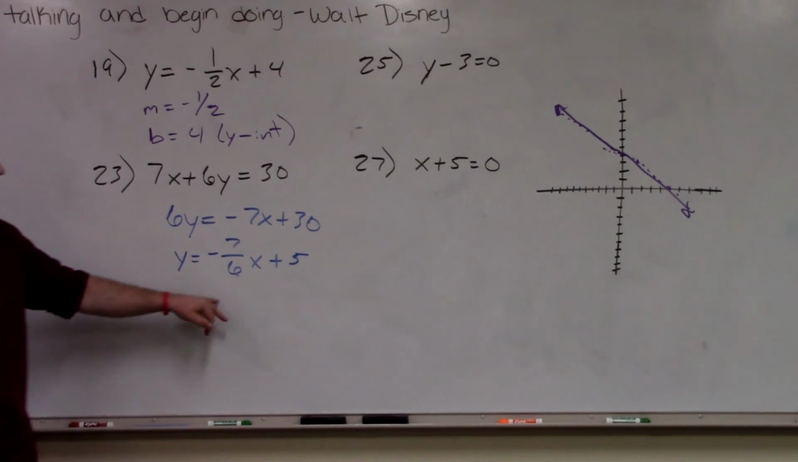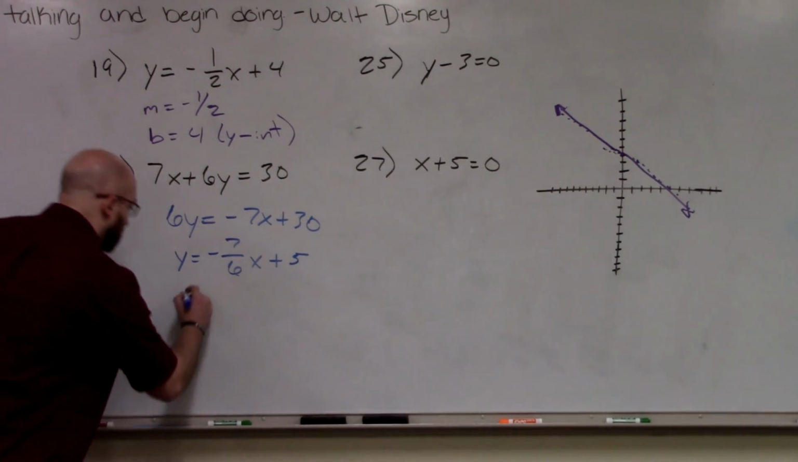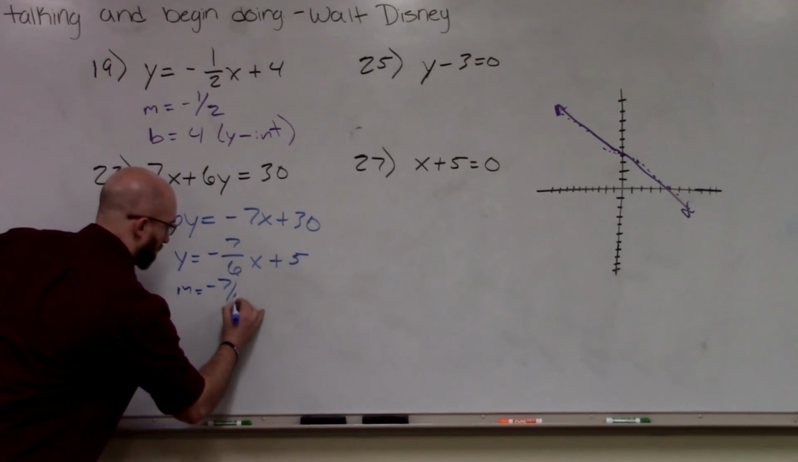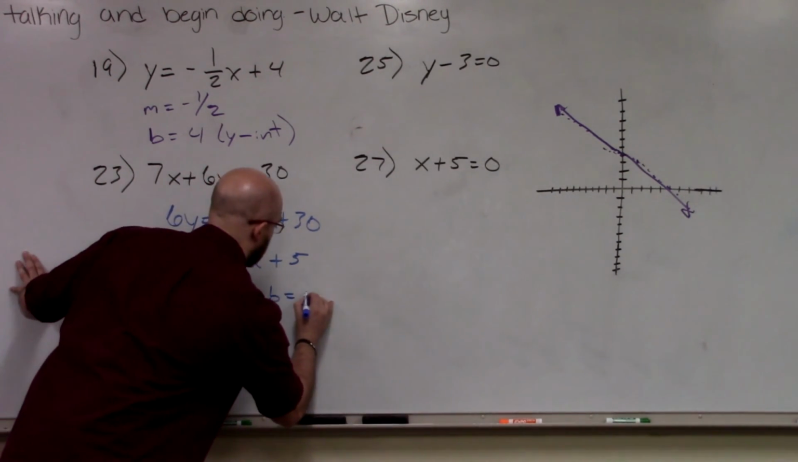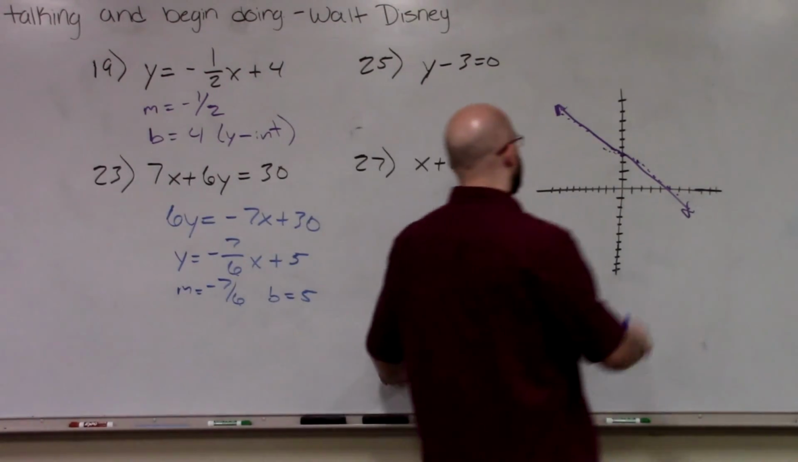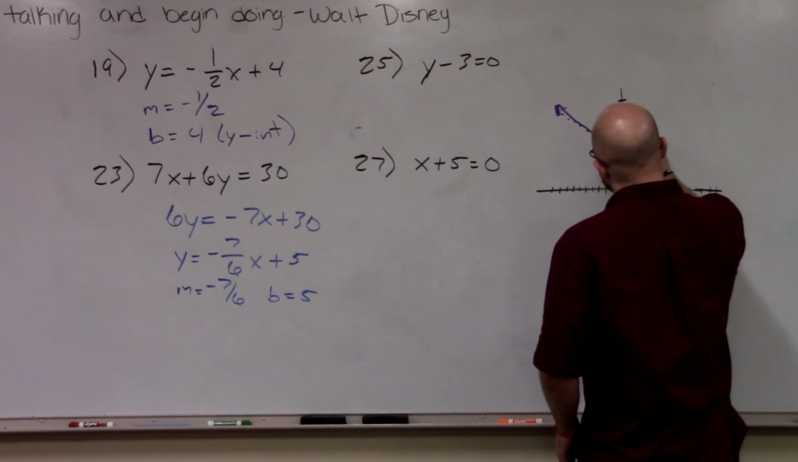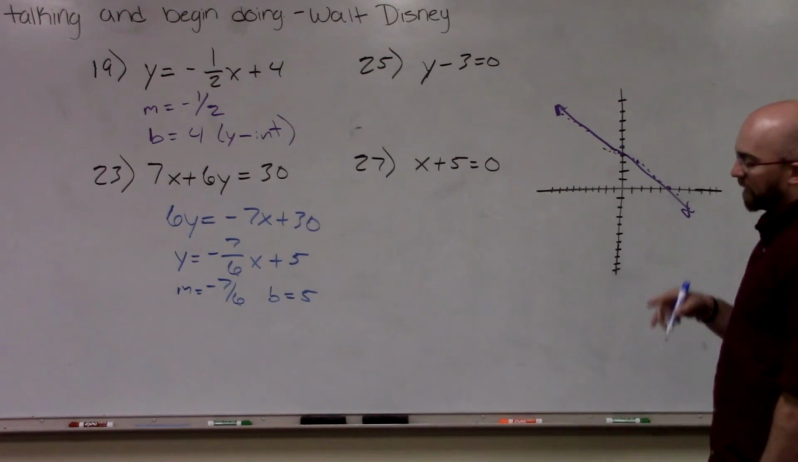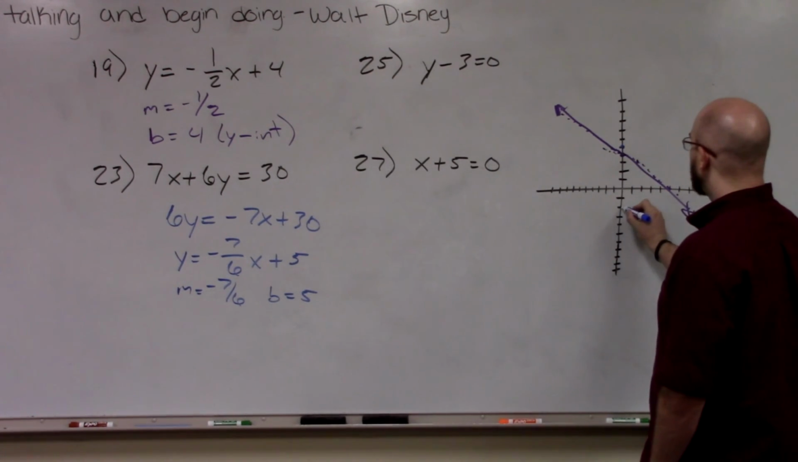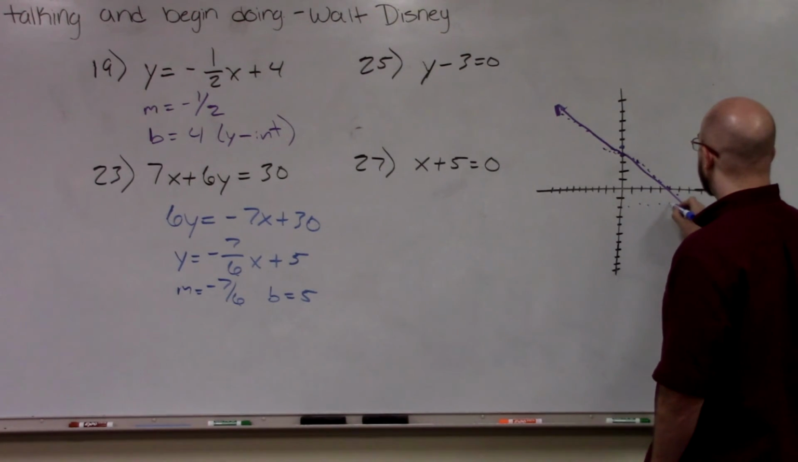So now we have this. Our slope is negative 7/6, and our b, or y-intercept, is 5. We can easily see that. So, again, it's negative, so we're going to go up 5 this time. Negative 7/6, we're going to go down 7. 1, 2, 3, 4, 5, 6, 7. Then over 6. 1, 2, 3, 4, 5, 6.